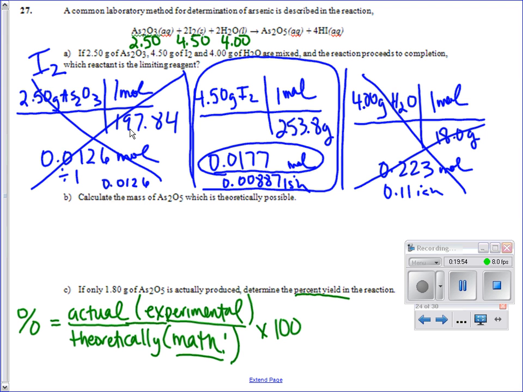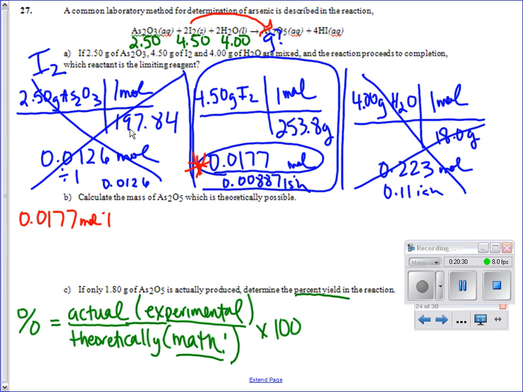to A. Part B says, calculate the mass of As2O5, which is theoretically possible. What should we get if you do that equation or run that reaction in the lab? How much should we get? Well, now that we know the limiting reagent, what do we do? Stoich on over on the mole bridge. I have my moles here. I could start with grams if I wanted and go to moles, but I've got the moles, so why do it again?